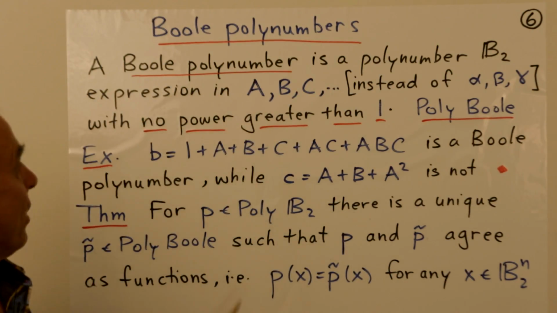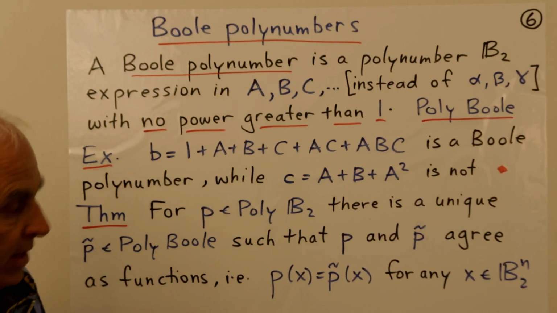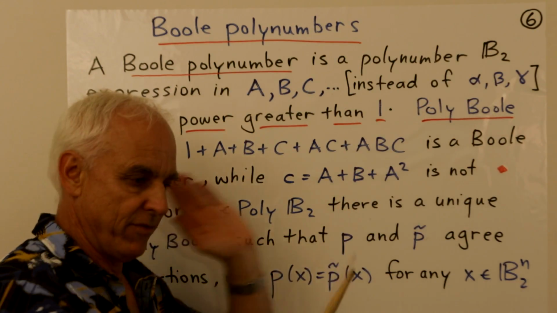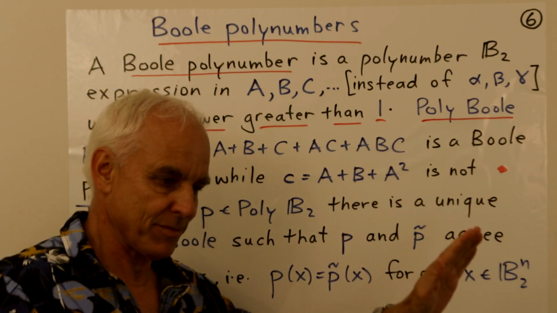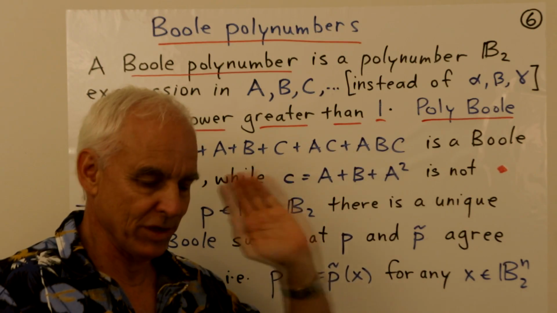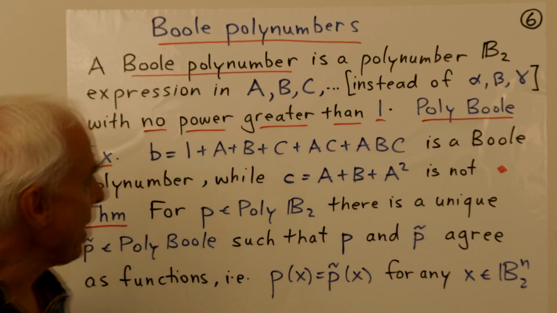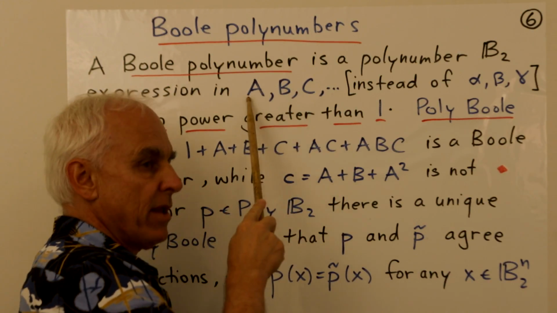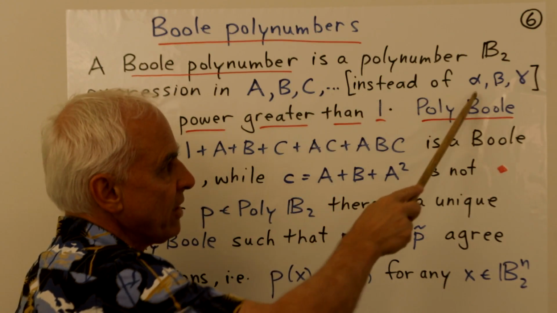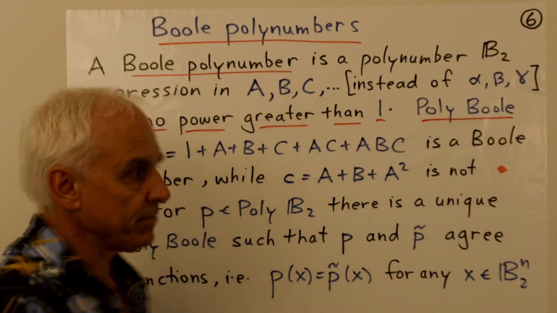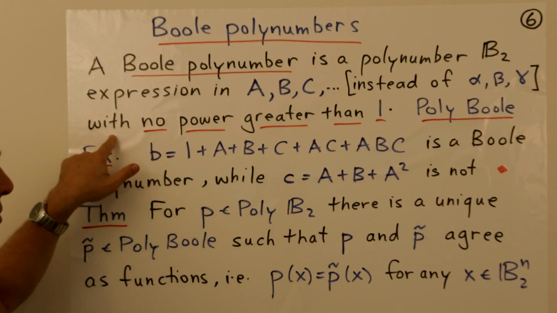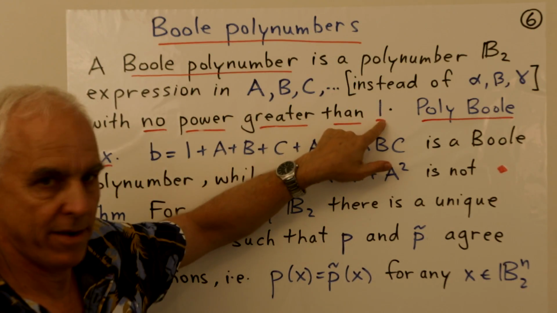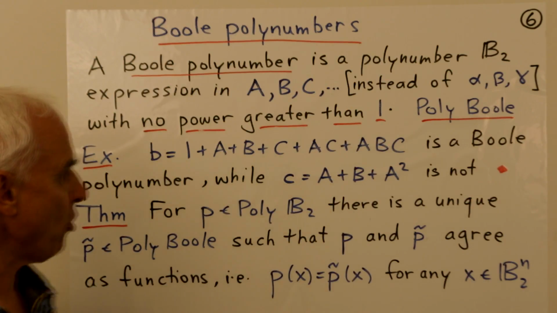Okay, so a Boole polynumber, what is it? It's a polynumber expression in the B2 world, so everything is with coefficient 0, 1, and there's only plus signs and multiplications. But in A, B, C, capital A, capital B, capital C, instead of alpha, beta, gamma, and so on. With, and here's the crucial thing, no power greater than 1.